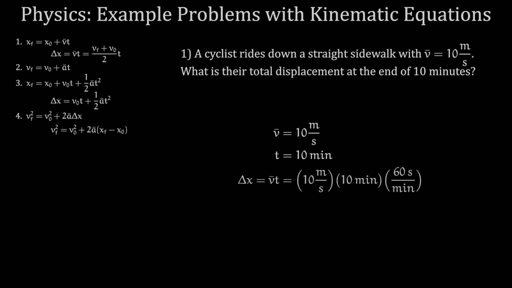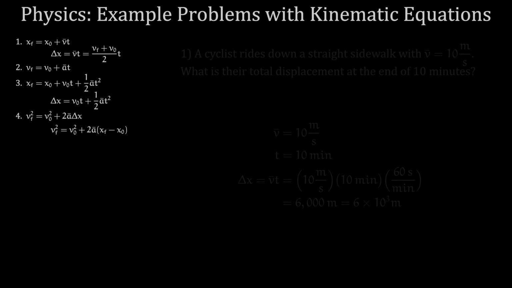With a quick conversion from minutes to seconds, we get an answer of 6,000 meters, or in scientific notation, that is 6 times 10 to the third power meters, which is about 3.7 miles.